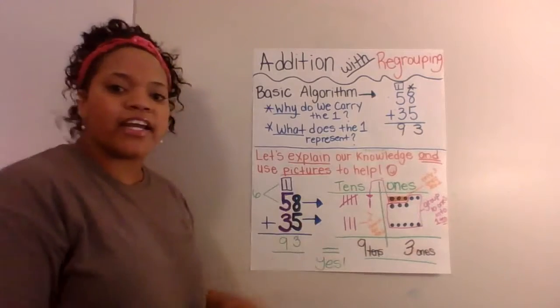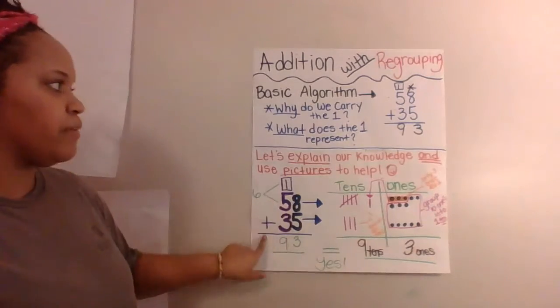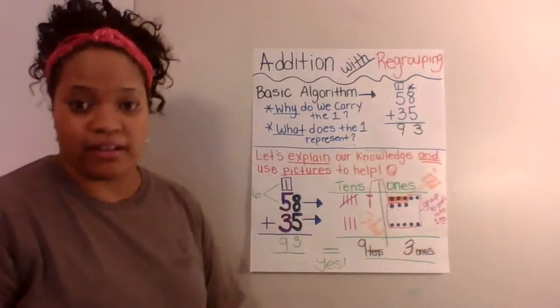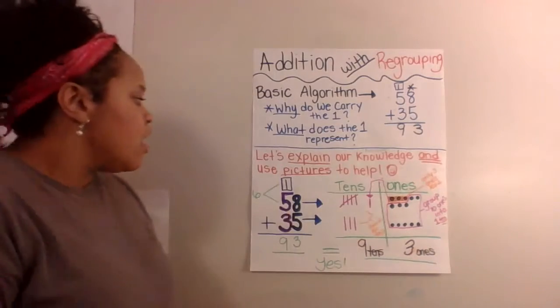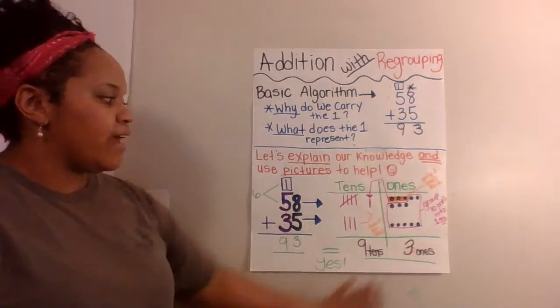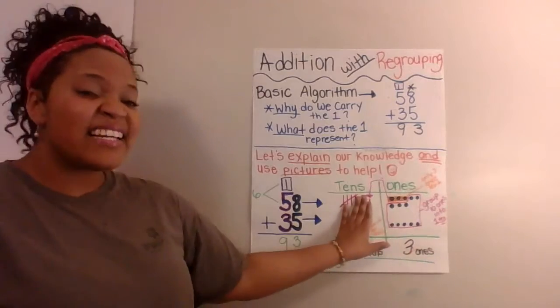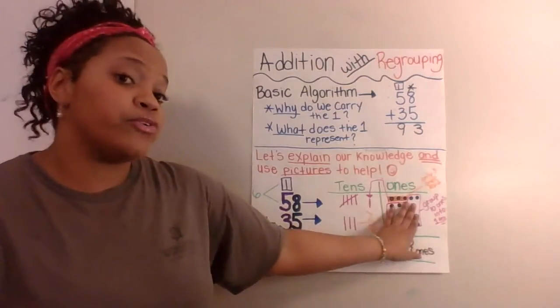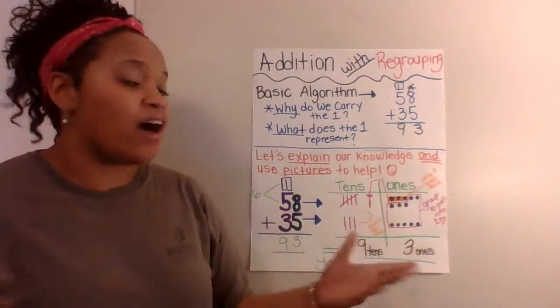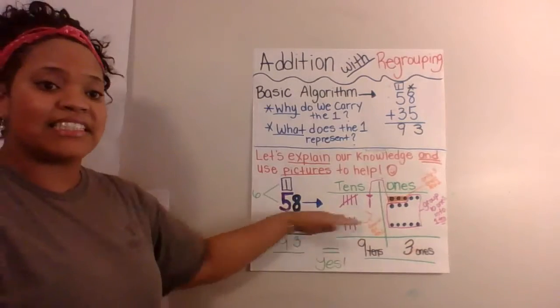All right, so right over here, I have 58 plus 35. Same problem as above, right? Thumbs up. All right, so what I did was I made a little chart over here that says tens and ones. And what we're doing is we are breaking down those two numbers into tens and ones.